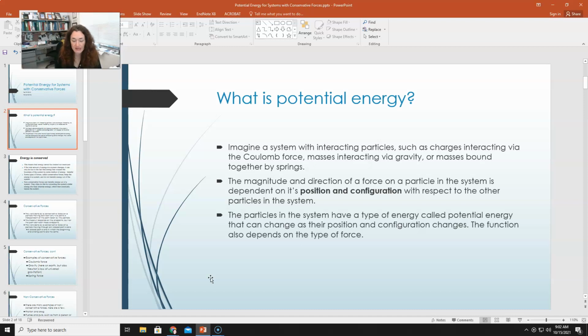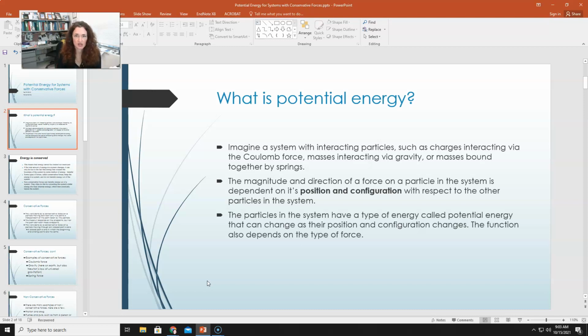Okay, we've talked about kinetic energy and we've talked about work, okay? So potential energy is the energy that's a result of the configuration and the location of the particles within a system. So if you can imagine a system with interacting particles, like for example the planets in the solar system orbiting the sun, or a system of point charges located relatively near one another, then they're interacting via these forces that are relatively long range.